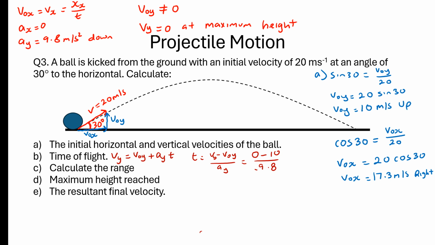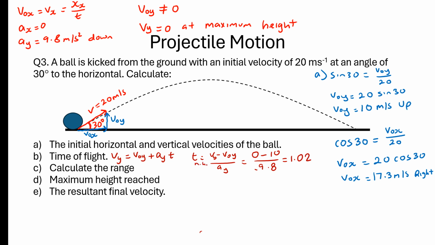Because if you look at the vertical motion for the first half of the journey, the object is going up and across. So because it's going up, we take upward quantities to be positive and downward quantities to be negative. So V naught y is upwards, so it will be plus 10, and ay is downwards, so it will be minus 9.8. So minus over minus cancels out, and 10 over 9.8 is equal to 1.02. So this is the time it took to reach the maximum height.